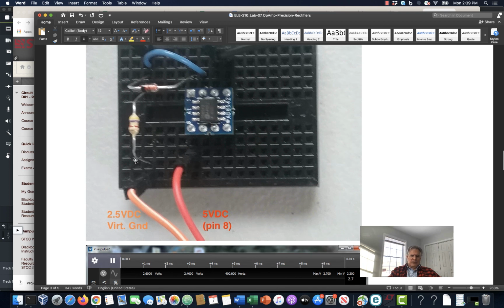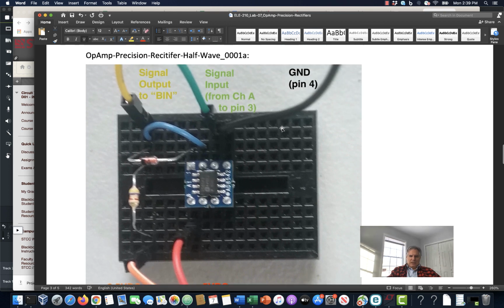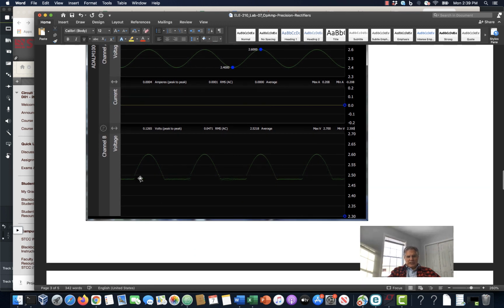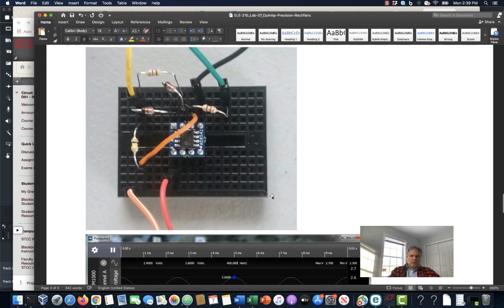And I return my load resistor to 2.5 volt ground. And my input signal has 2.5 volts of DC offset built into it, so that's why that works. And I got a pretty standard looking half wave output voltage on the ADALM.